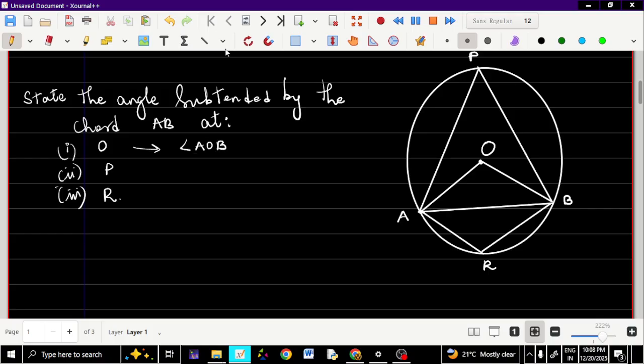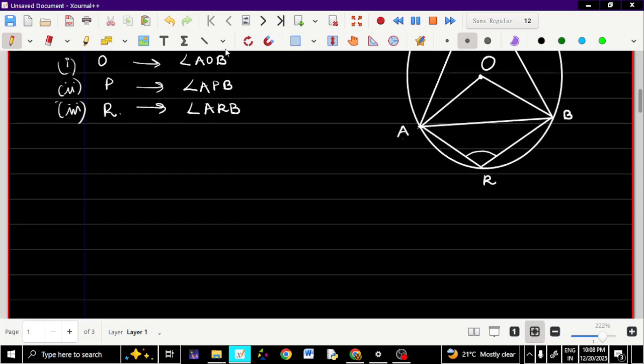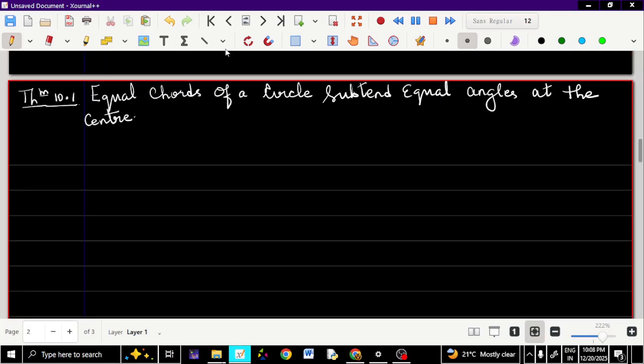Which is the angle subtended by AB at the point P? The point P is here on top. So the angle will be APB. Angle APB. And the same way, the angle subtended by the chord AB at the point R will be ARB, which I am marking right now. Angle ARB. Okay. Now, knowing this, we'll jump to theorem 10.1.